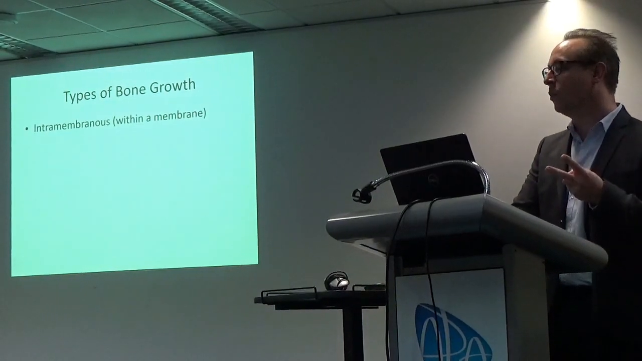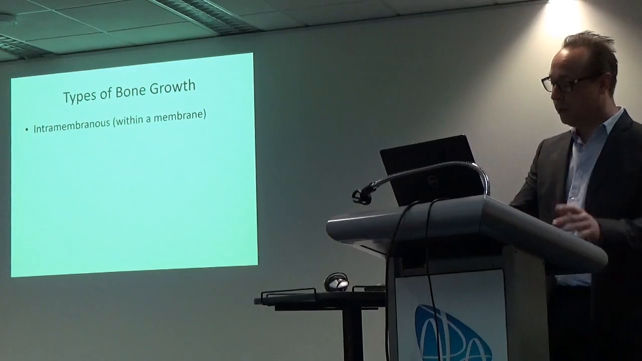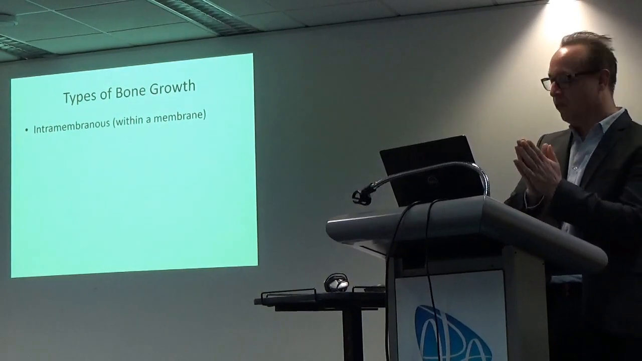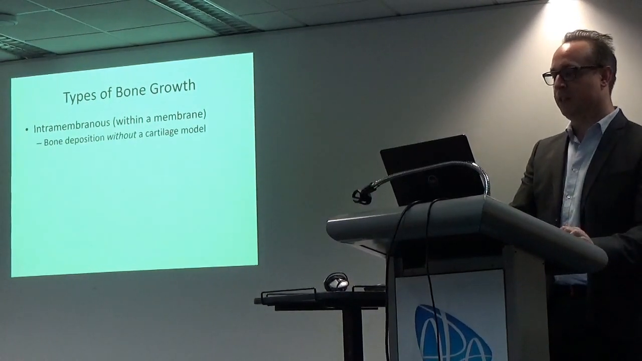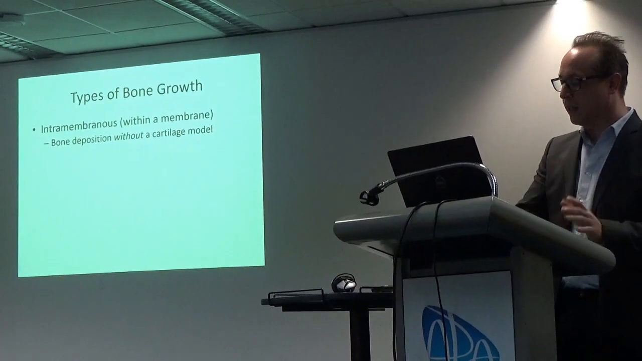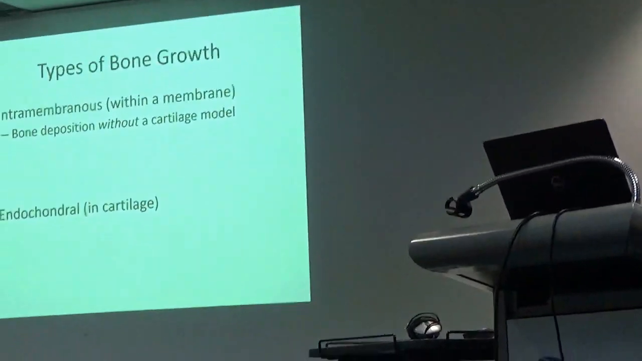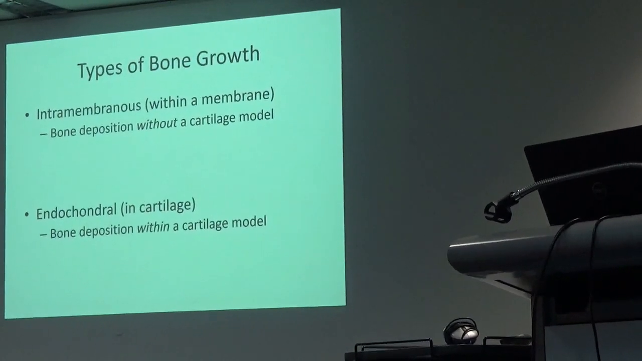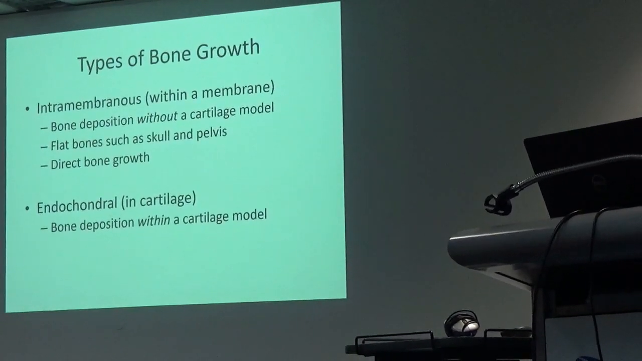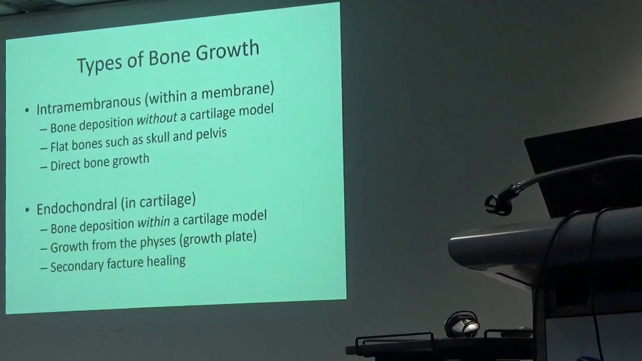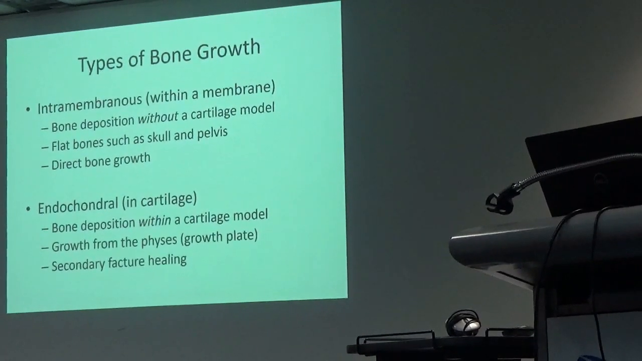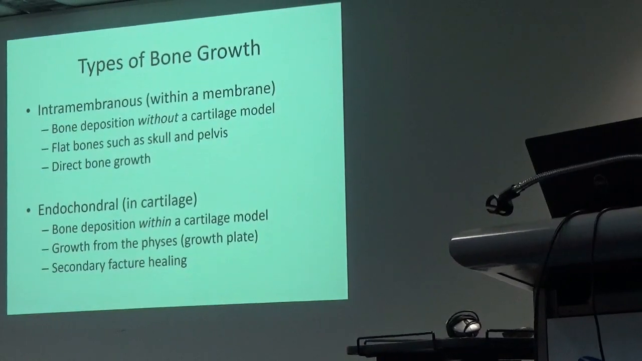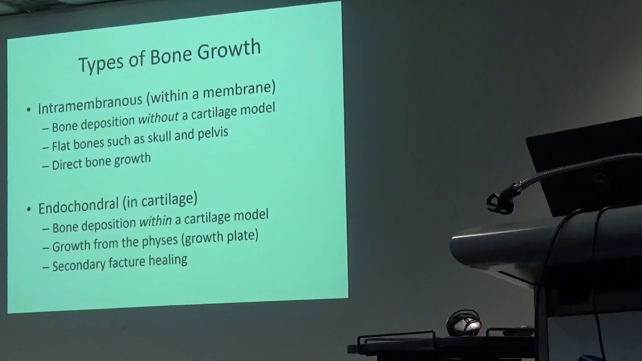And there are 2 real ways that bones grow. They grow between a membrane of periosteum, without a cartilage model, between a flat surface, or endochondral, which is in a cartilage model, like you get at the end of the femur. So flat bones such as your skull, sternum, and pelvis grow by intramembranous ossification, as do the sorts of things you get with fracture healing, with callus formation, that's the secondary fracture healing.